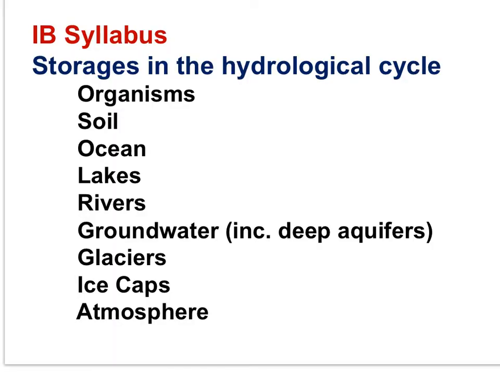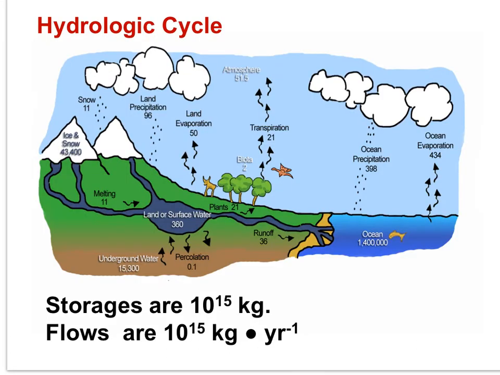Here are the storages in the hydrological cycle. The units for storages in the water cycle would be mass or volume units, no rates. I'll let you study this slide. Use this diagram to locate all of the storages of the hydrological cycle mentioned in the previous slide. The storages are noted in white color.